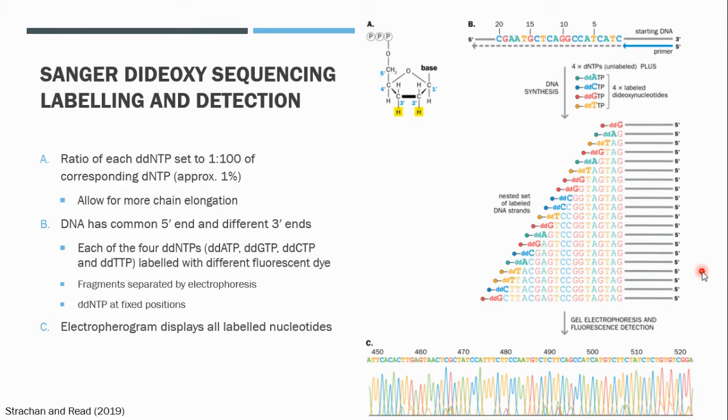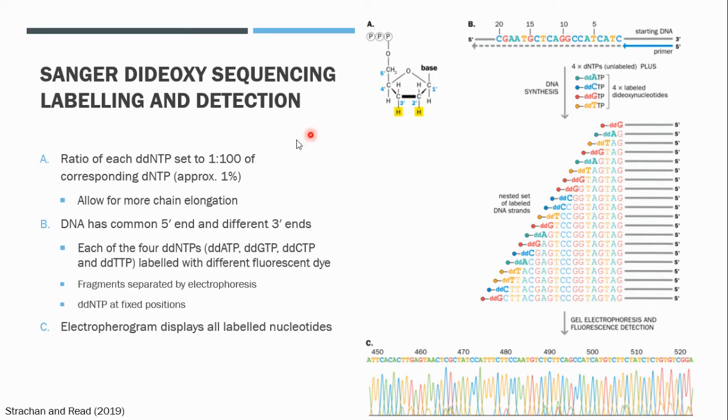So now that we understand how dideoxynucleotides work, let's look at how labeling and detection occur in Sanger sequencing. Each of the ddNTPs, or the dideoxynucleotides, exist at approximately 1% of its corresponding dNTP. So for example, ddATP will be 1% of the dATP in the reaction mix.